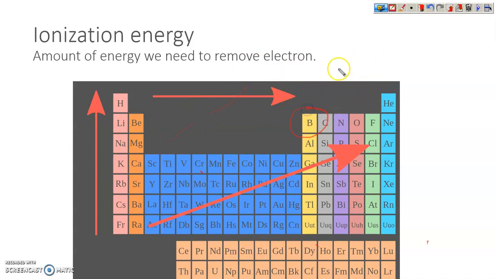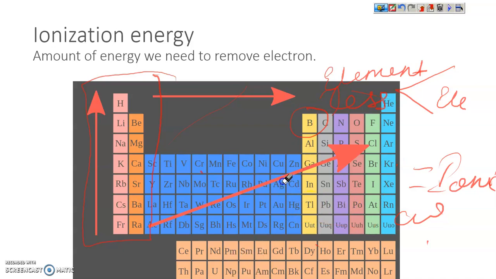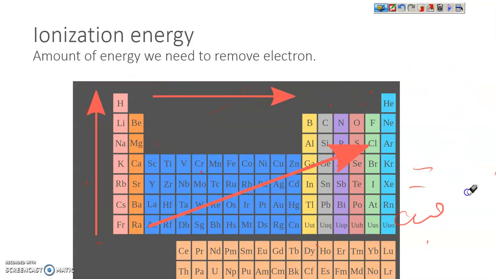Suppose this is an element. An element on the left hand side of the period, on the left hand side of the periodic table, will have less ionization energy than an element on the right hand side. And this is one property of ionic compounds. So it means that ionization energy should be less to make their bonds. Did you get my point?